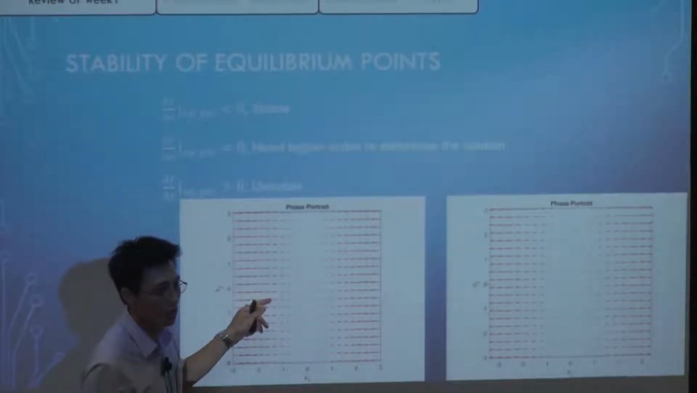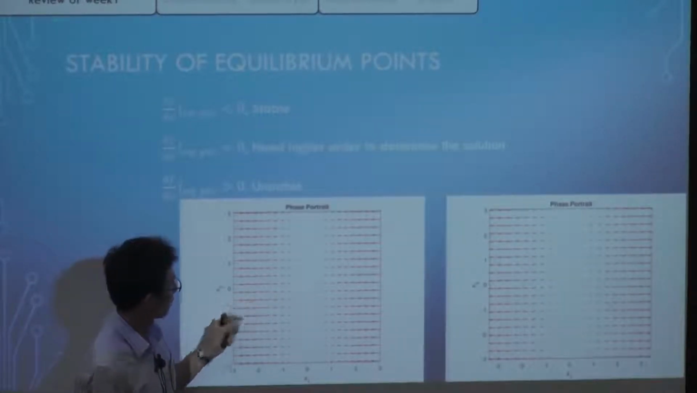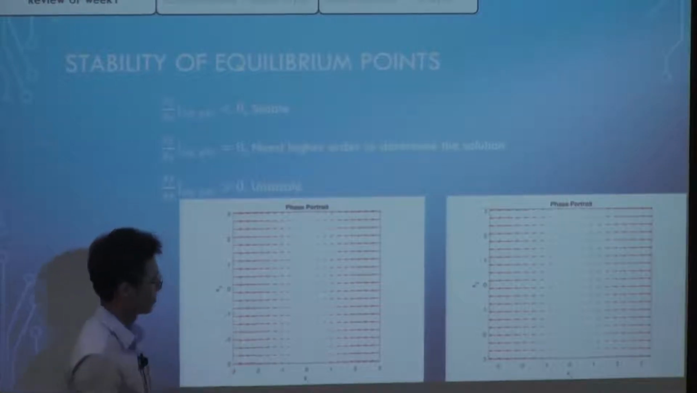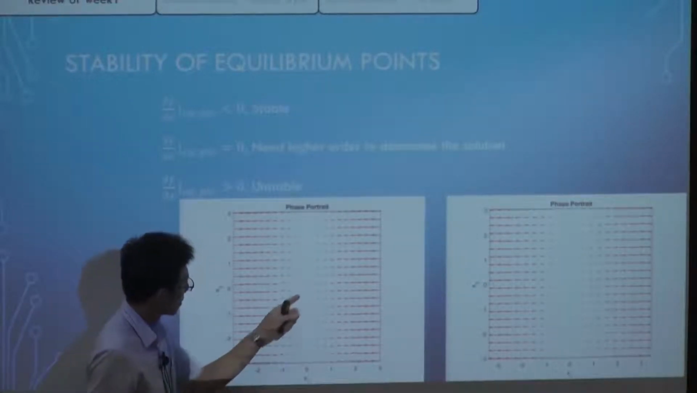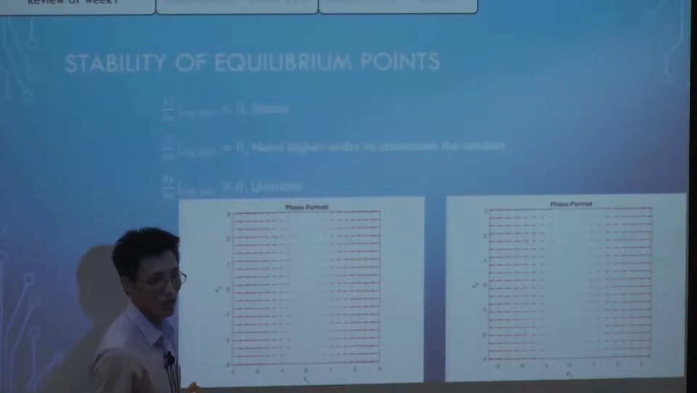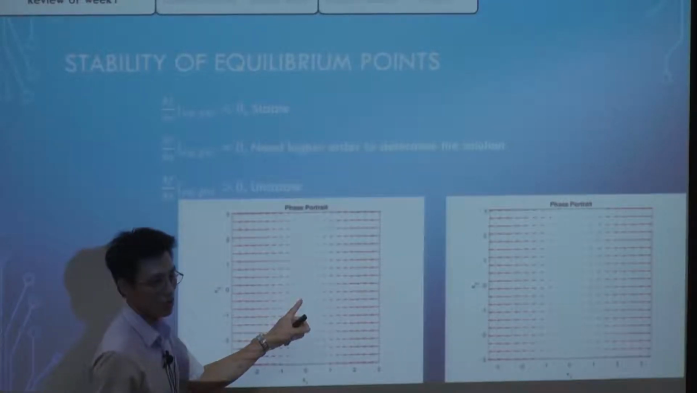The arrow means velocity. Direction means direction, and the magnitude means the magnitude. In the phase portrait, the equilibrium point will be the point with 0 arrow, okay? With 0, there is no vector there because it's stationary, it doesn't go anywhere, okay?